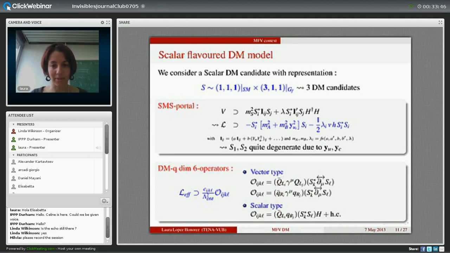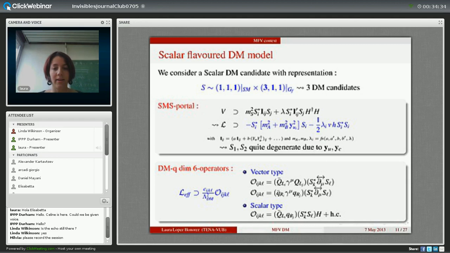Now, given the representation of this dark matter candidate under the flavor symmetry group, and within this minimal flavor violation hypothesis, you can also look at other possible interactions between the dark matter and the standard model. You can write some extra possible interactions, which are suppressed by some scale of new physics, Lambda_DM squared.